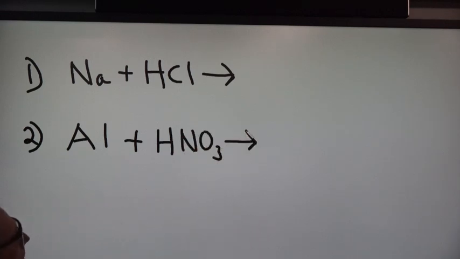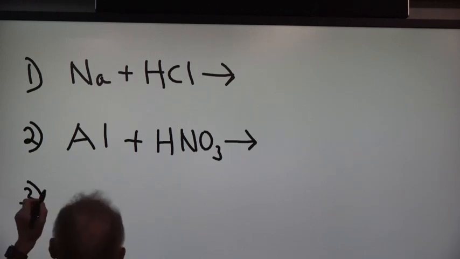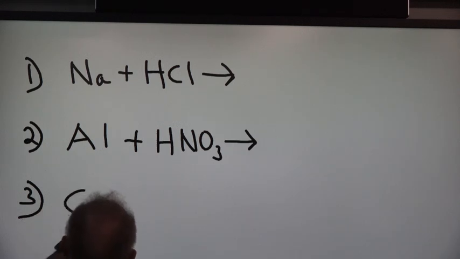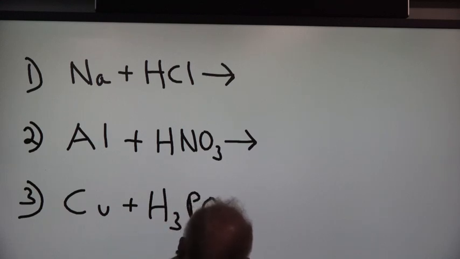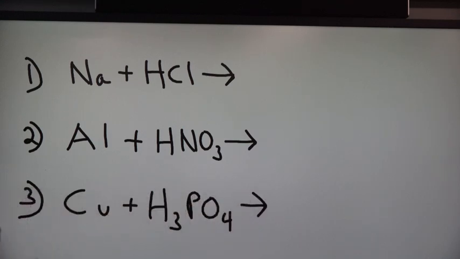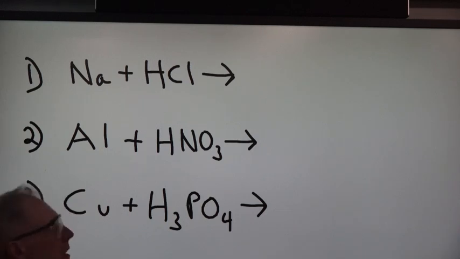That is number 1. Number 2. So that's aluminum with nitric acid. And the final one, number 3, number 3 is copper plus phosphoric acid. So those are your 3. You're going to write them out and send them to me via email.